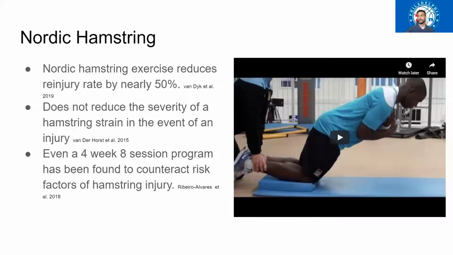And that video that just played is pretty much how it goes. It's a bit of eccentric loading of the hamstring, and then they come up themselves. There's a few different variations, but that's essentially what it is: eccentric loading of the hamstring. So next slide.